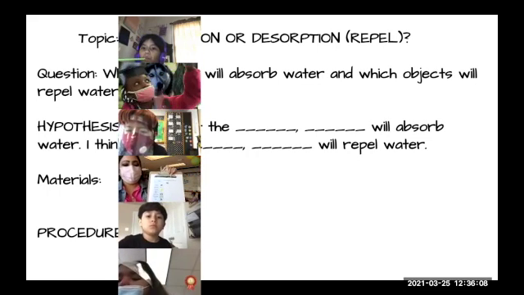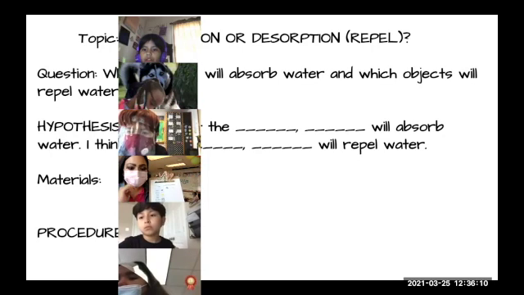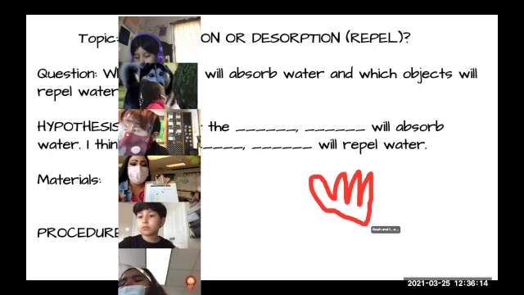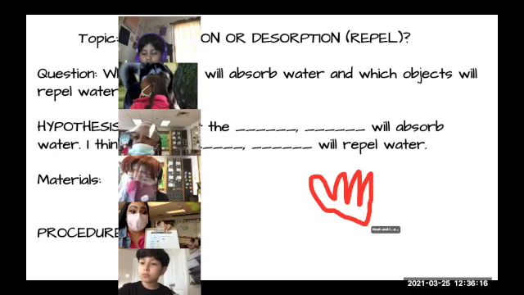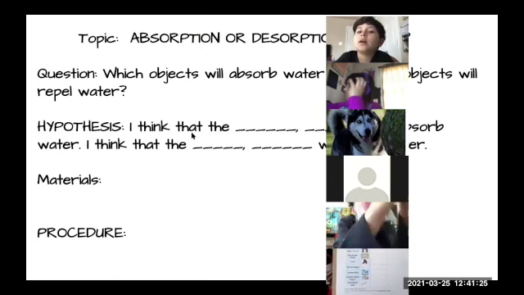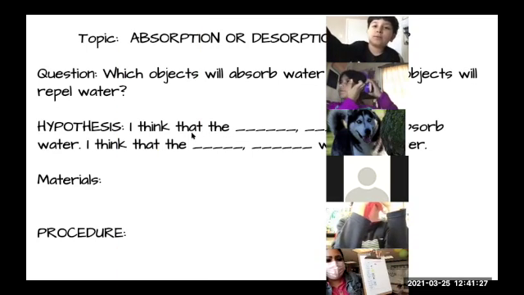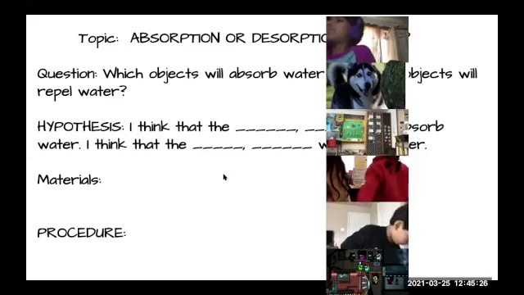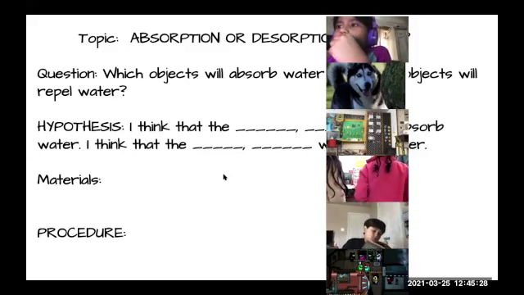So you're going to write your hypothesis. You can choose just one that you think is going to absorb, and then tell me one that you think is going to repel. Put it in the chat box. We're going to use a water dropper, and then we're going to test each material one at a time by dropping 5 drops of water onto it.